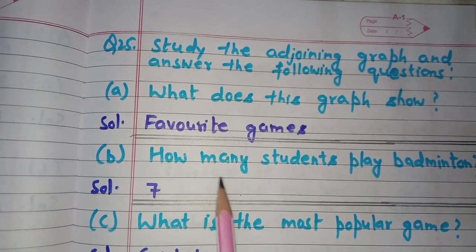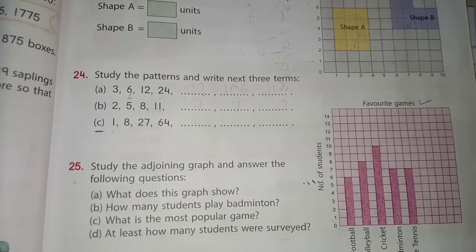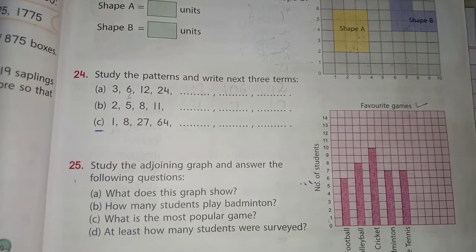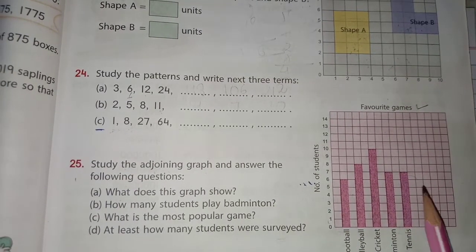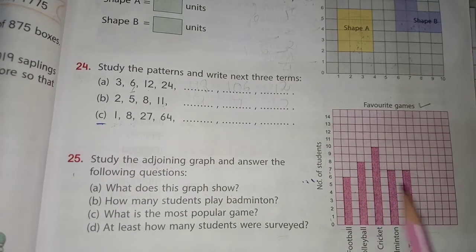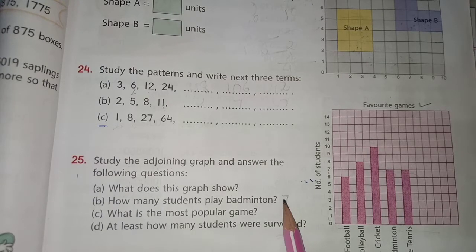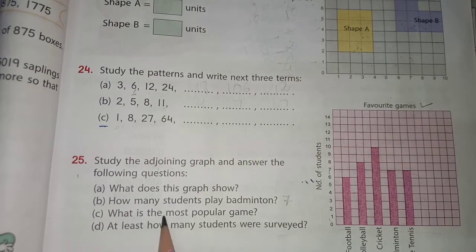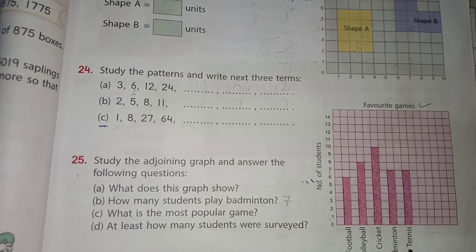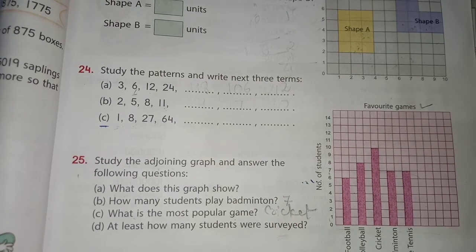Now the next question is, how many students play badminton? So we need to check it. So here it is badminton, and here the number of students is given. So badminton is liked by 7 students. Fine. So the answer will be badminton is played by 7 students. Next is, what is the most popular game? So here the most popular game is cricket. So we can write the answer, that is cricket.